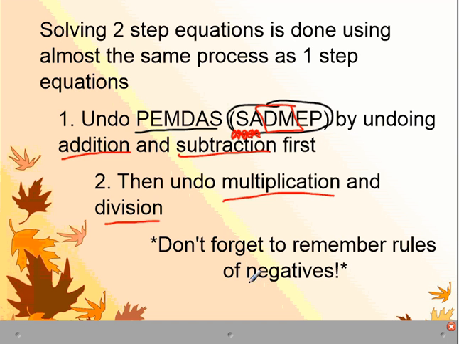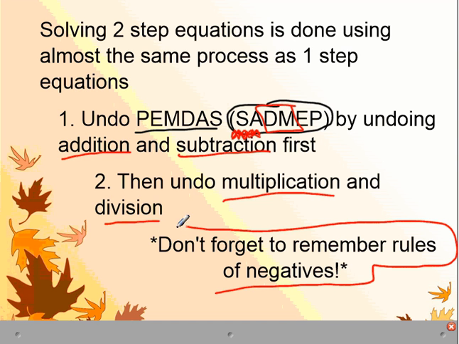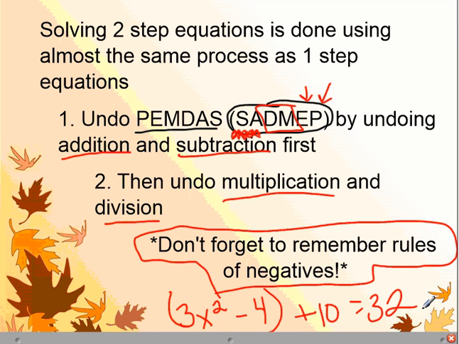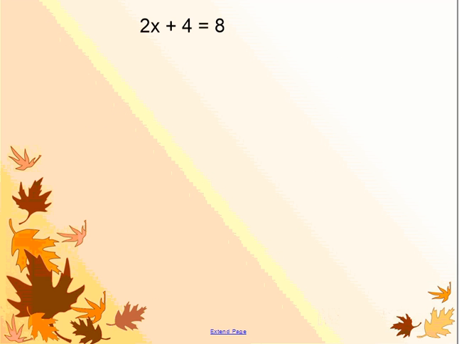You always have to remember the rules of negatives forever and ever. Please be very careful. For now in class, we're not going to be dealing with any exponents or parentheses, although you can solve algebra equations that have those things. And it's kind of cool. When you get into more advanced math classes, you're going to be undoing things like 3x squared minus 4 in parentheses plus 10 equals 32, and you will actually be able to solve those equations. But don't worry, we're not doing anything like that today. We're just going to stick to plain old two-step equations.